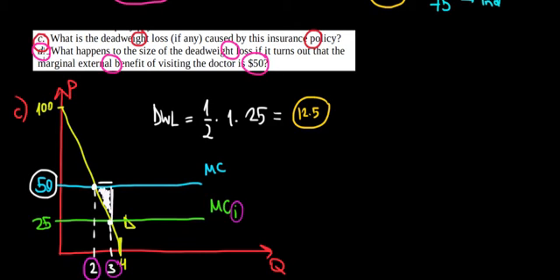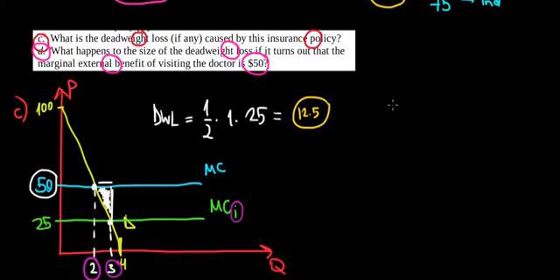Let's solve part D now. So what happens to the size of the deadweight loss if the marginal external benefit of visiting the doctor is $50? Now, what's the intuition of this question? If we go to the doctor, we're more likely to be healthy, and healthy people are good for society. So that implies a positive externality, a positive external benefit.